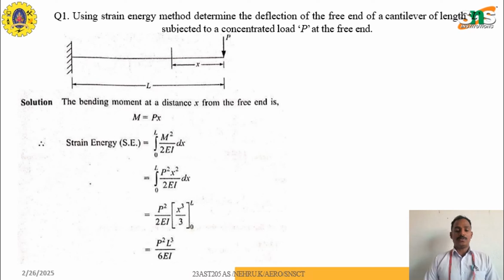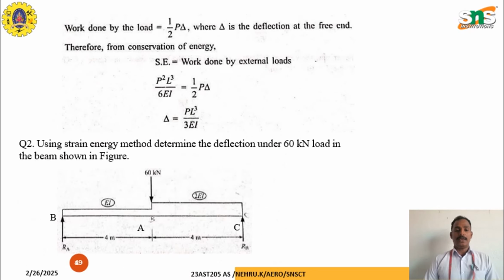P squared by 2EI is a constant, whereas the variable x, by integrating, we get x cubed by 3. Applying the limits 0 to L, we get P squared L cubed by 6EI. The work done by the load is equal to half times load into deflection delta. Therefore, the strain energy U equals work done, which is P squared L cubed by 6EI, equal to the work done by the external load, that is half P into delta. From this, the deflection delta is PL cubed by 3EI.